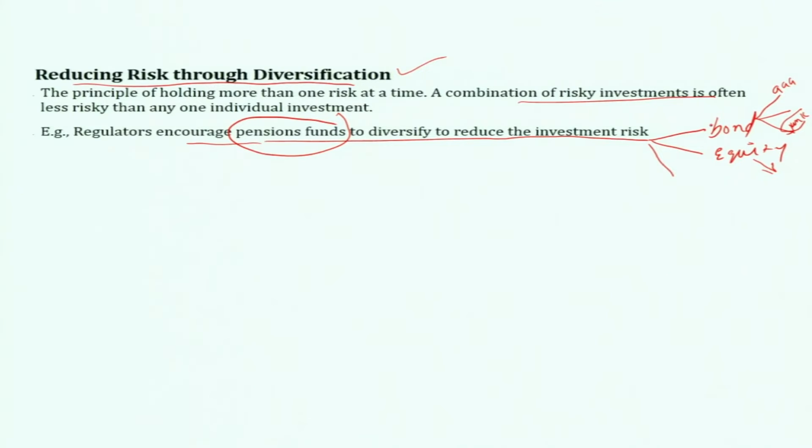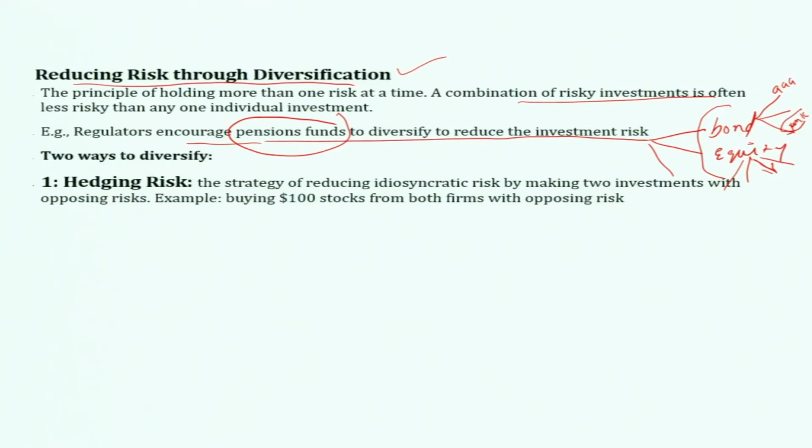So in order to avoid the investment risk, government normally, especially for the pension funds, they diversify their investment. They won't invest all their funds in either equity or bond, or even within bonds they will make diversification, within equity they will make diversification. So this is one overall strategy of reducing risk, that is through diversification.